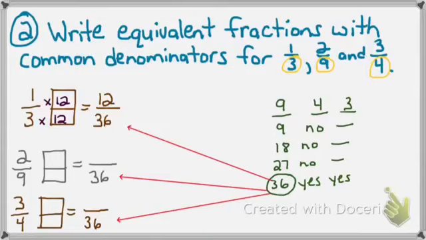Let's look down at my next fraction, 2/9. What do I do to the 9 to turn it into a 36? We'll be making it bigger, so that means multiply. And 9 times what is 36? 9 times 4 is 36.